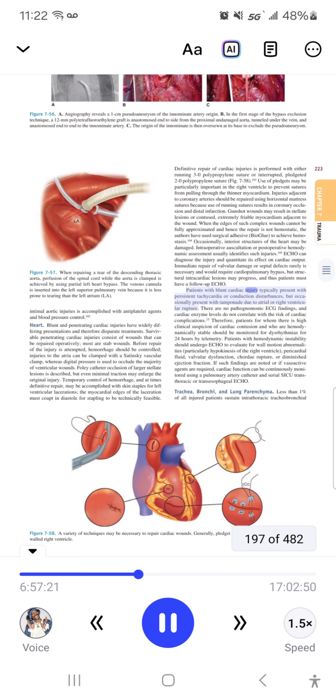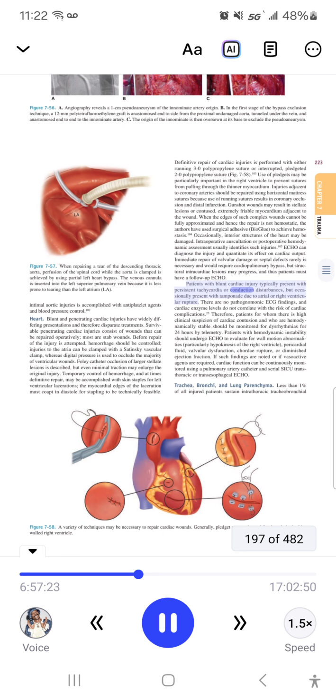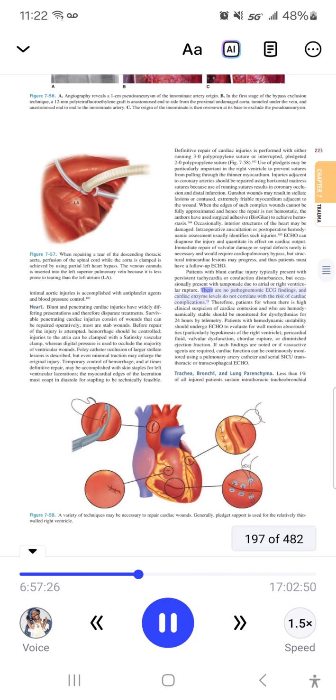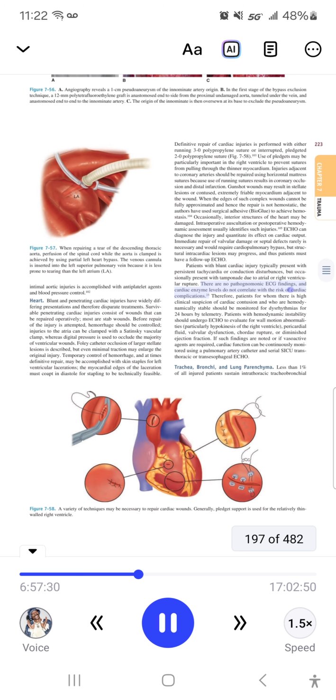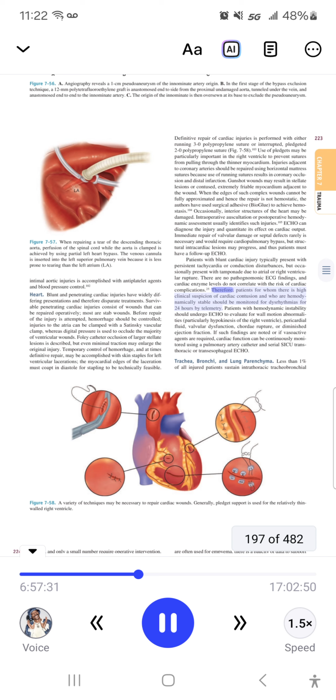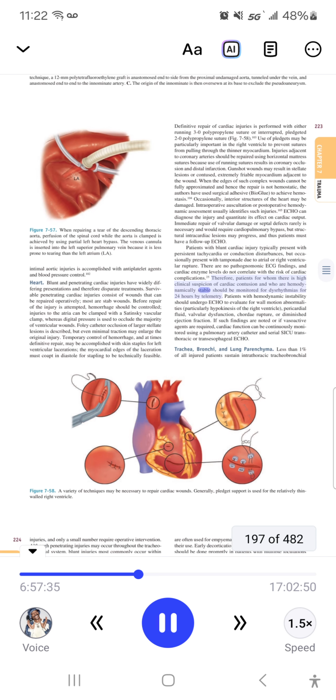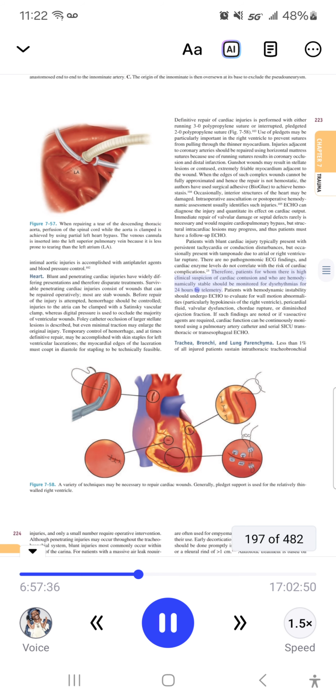Patients with blunt cardiac injury typically present with persistent tachycardia or conduction disturbances, but occasionally present with tamponade due to atrial or right ventricular rupture. There are no pathognomonic ECG findings, and cardiac enzyme levels do not correlate with the risk of cardiac complications. Therefore, patients for whom there is high clinical suspicion of cardiac contusion and who are hemodynamically stable should be monitored for dysrhythmias for 24 hours by telemetry.